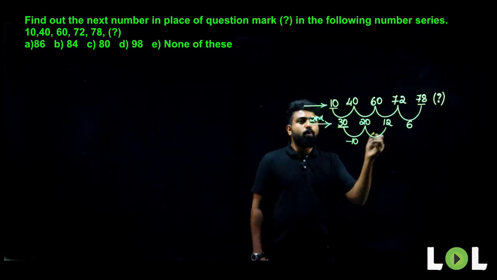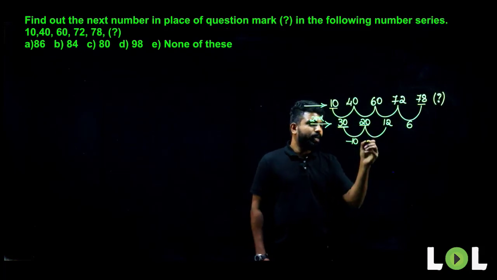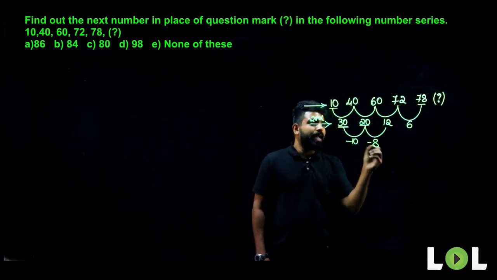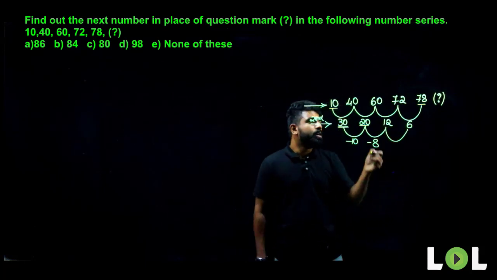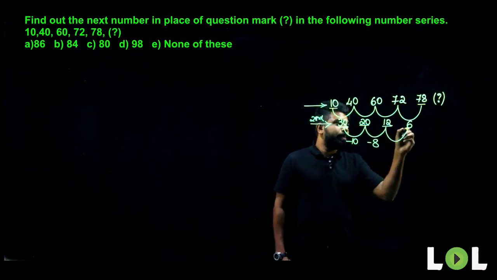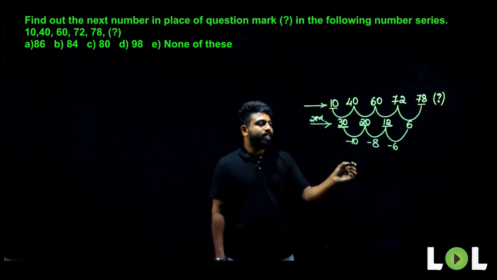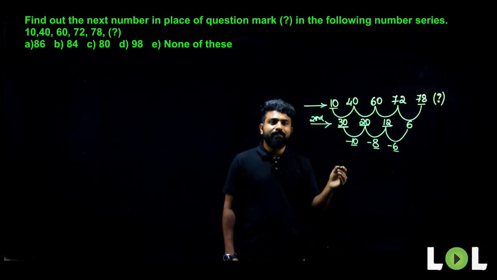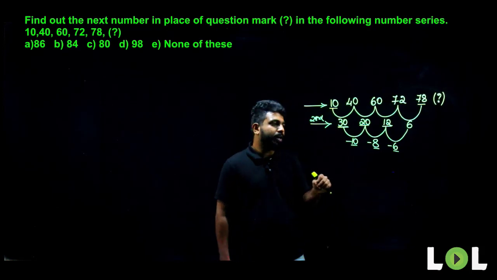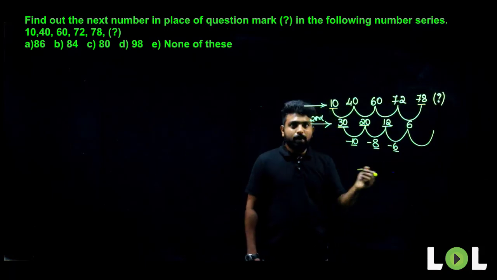From 20 to 12, what do I need to subtract 20 by? I need to subtract 8 from 20 to get 12. Now what do I need to subtract from 12 to get 6? I need to subtract 6 from 12 to get 6. Now look at these terms, 10, 8 and 6. What are these? These are consecutive even numbers in the decreasing order. 10, 8, 6. So what is my next term, next even number in the decreasing order?